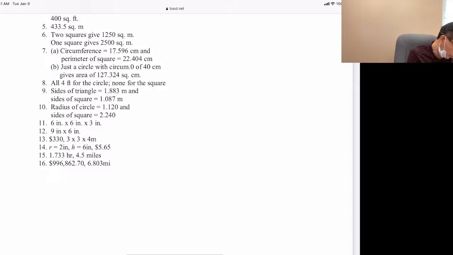Oh wait, what was the answer for number 14 again? 14 is R equal to 2, H equal to 6, and cost is 5.65. Luke, you got it? Does anybody want to do it on the board? We should wait. You guys got it? Yeah, me and Bobby are together. We'll go back. Mandy, you got it?